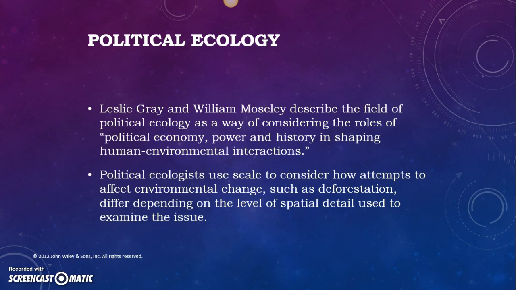Okay, so political ecologists use scale to consider how attempts to affect environmental change, such as deforestation, differ depending on what level of spatial detail we use to examine the issue. And when we talk about considering scale, what we're really saying is how the issue changes if we look at it very narrowly versus very broadly, and try to consider what's happened historically, what's going on in the world today, and what are some of the conditions that maybe led to the choices that people are making. Okay.